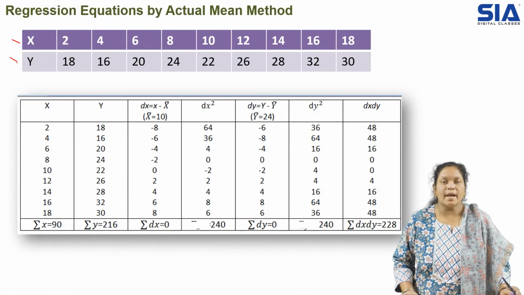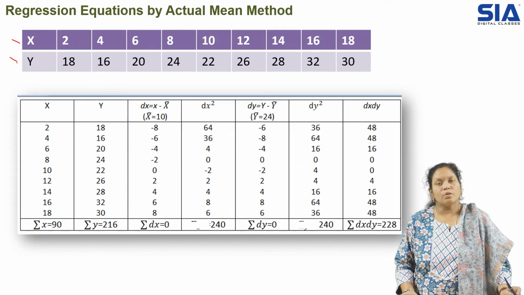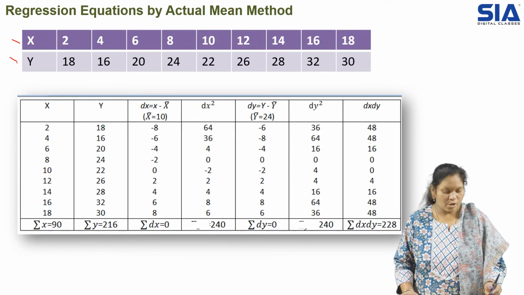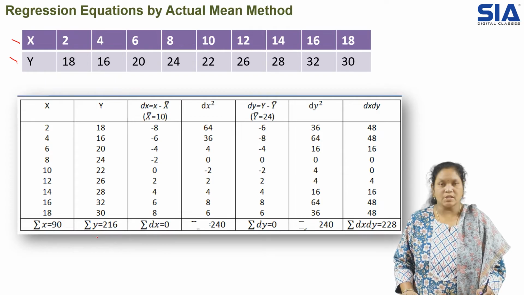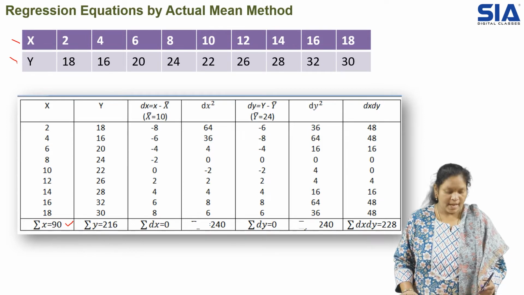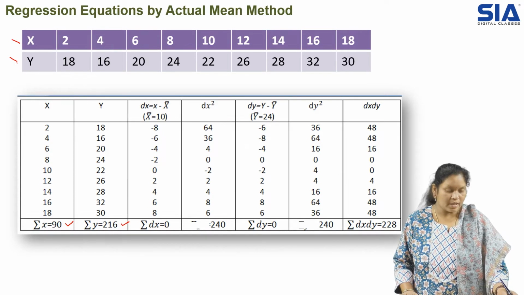Let us go back to the problem and discuss which columns we require to substitute in the regression equations. First of all we need summation x and summation y, which is the total of the x column and the total of the y column. I have done it here: summation x is 90 and summation y is 216. Just take your calculator, add it up, and you will get the totals.